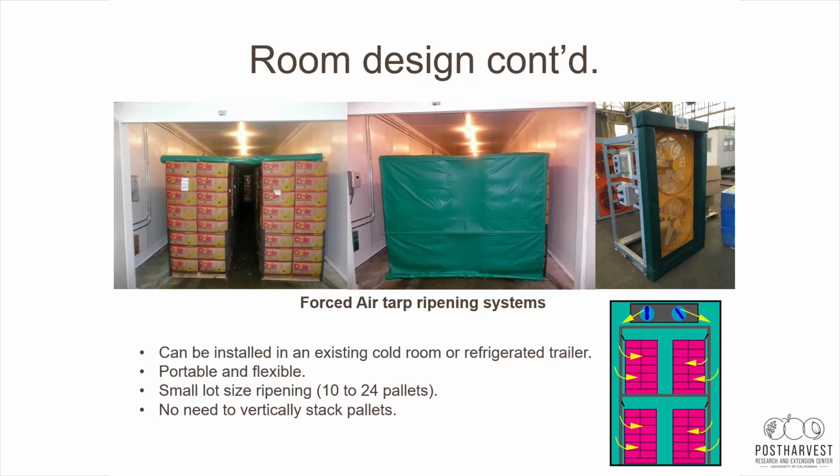You could probably install a set of movable tires that you can move this system to force the air through the produce. You can also adapt it to small and large pallet sizes. And there's really no need of vertically stacking the pallets like in the previous slide of conventional type ripening.